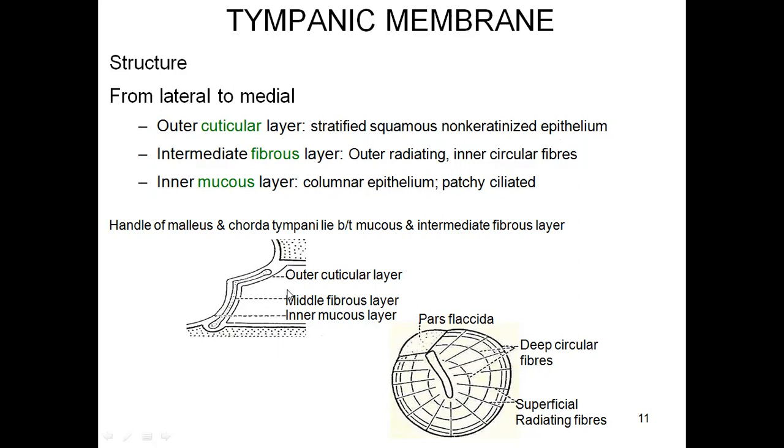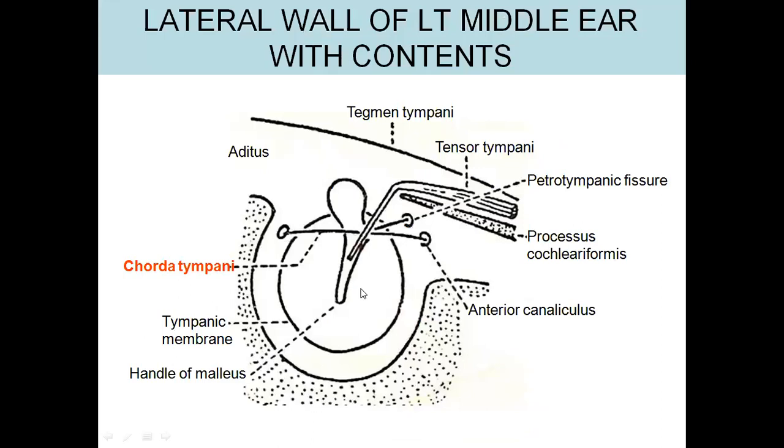The outer cuticular layer is lined by stratified squamous non-keratinized epithelium. That means it is more or less like skin, right? Okay. So the only thing is it is non-keratinized epithelium. So the handle of malleus and chorda tympani lie between the mucous and the intermediate fibrous layers.